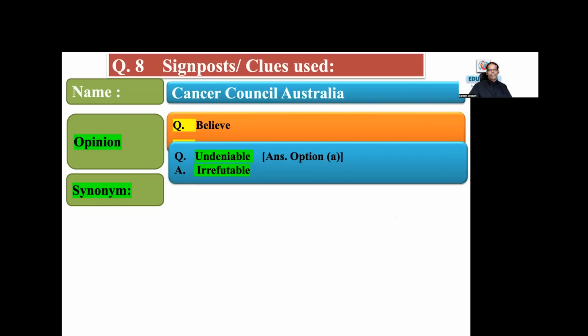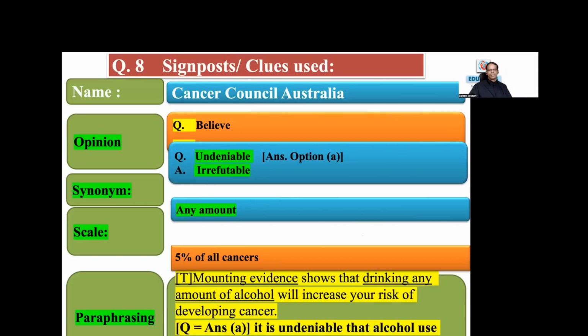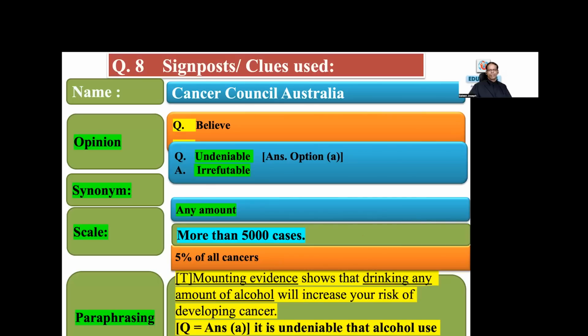Undeniable, irrefutable, synonyms being used. Then you have another synonym: any amount, and more than 5,000 cases. So more than any amount, all these scales, 5% of all cancers. Paraphrasing: mounting evidence shows that drinking any amount of alcohol will increase your risk of developing cancer. And the answer option A: it is undeniable that alcohol use causes cancer.